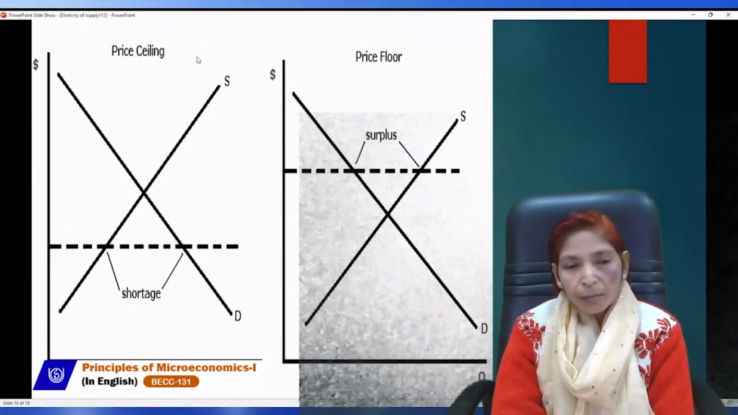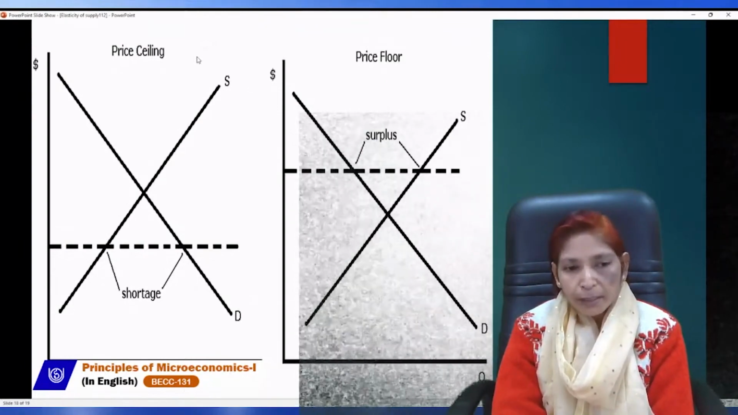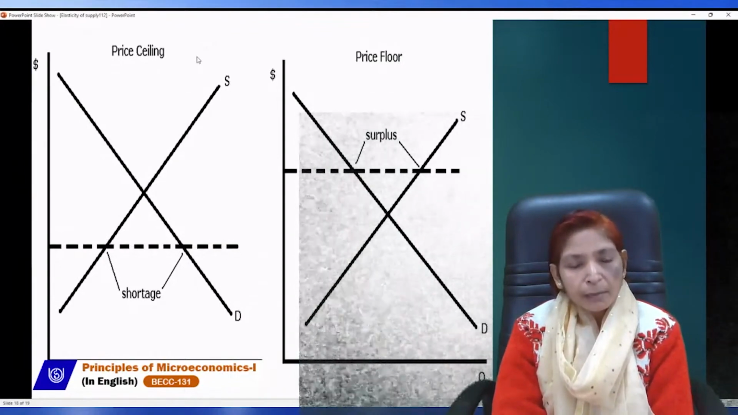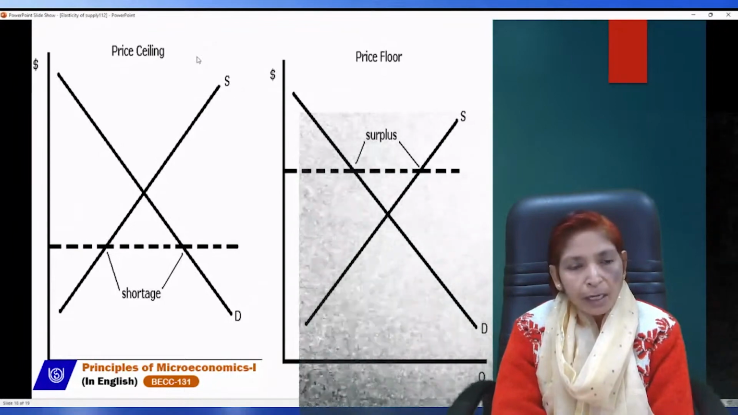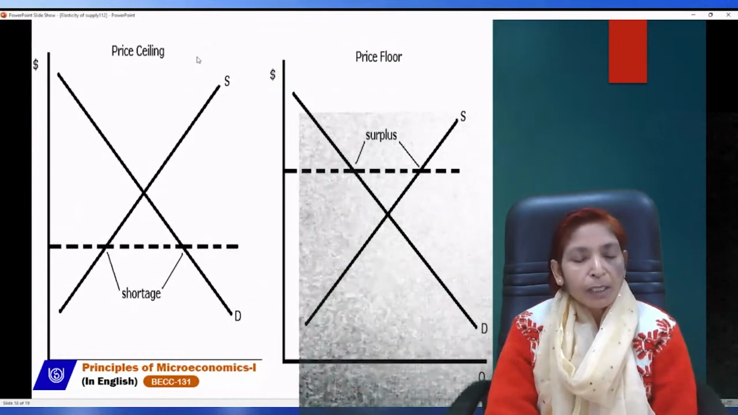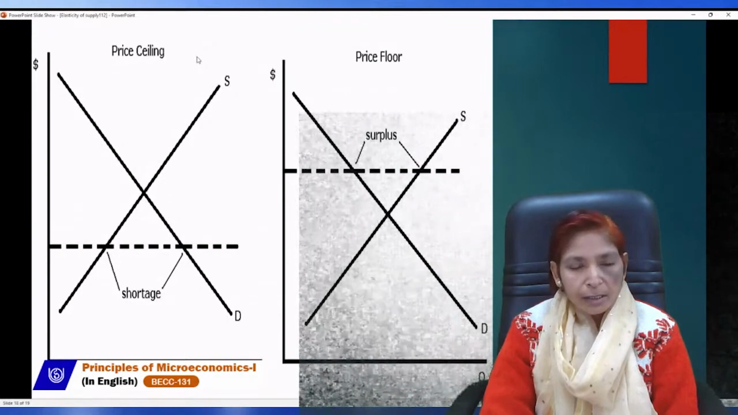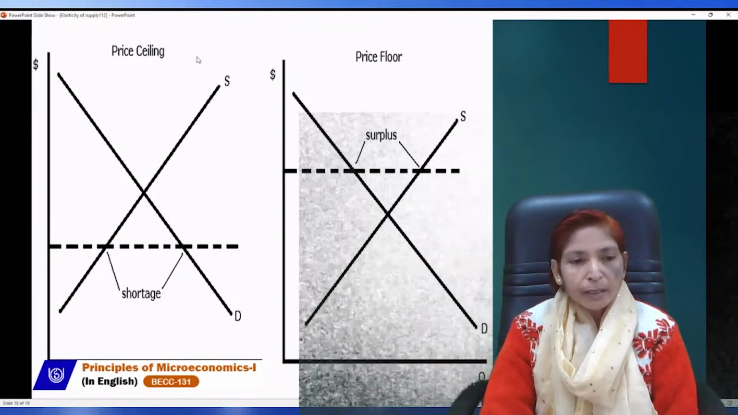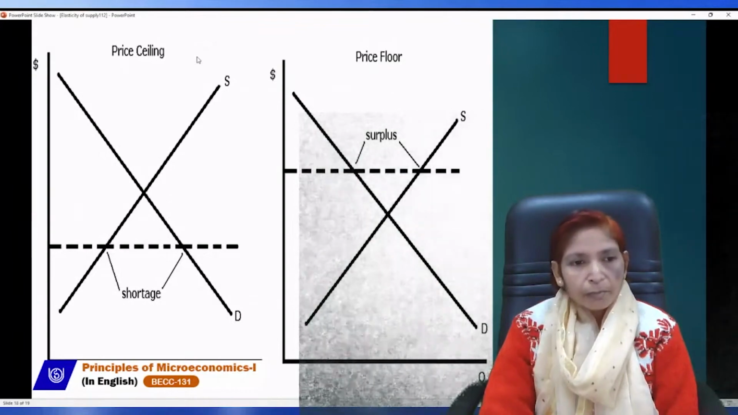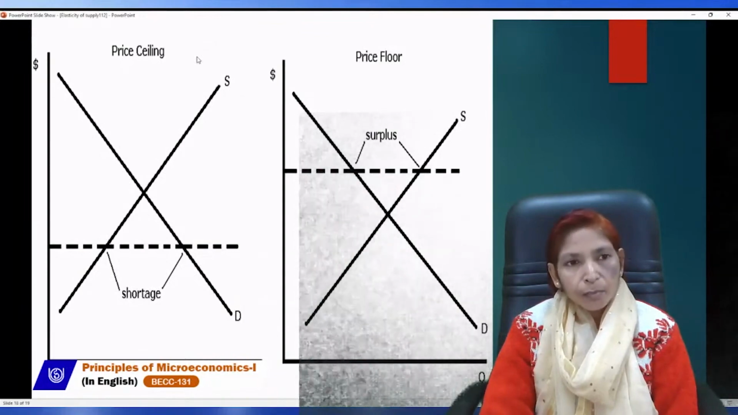So in this case, the government enters the market and puts a restriction on the price. The government seals the price. Seal means the government puts a maximum limit on the price which always remains below the equilibrium price. It means the government says that no one can charge above this price fixed by the government. In this case, a shortage will be created because supply is less due to the fall in price and demand is more.